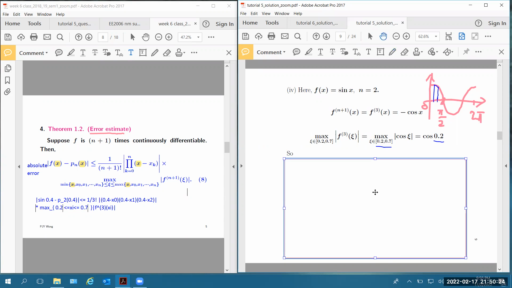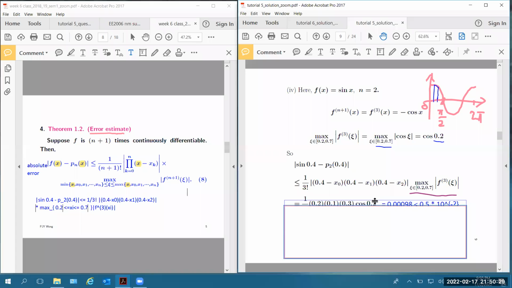Okay, so you got this already. And now this is what I wrote down here earlier on. I typed it here, so you can see it's exactly the same. Now this number here, you put in your cosine 0.2, and you calculate, then you get this number. Then you want to see this is less than 0.5 times 10 to the power of what?